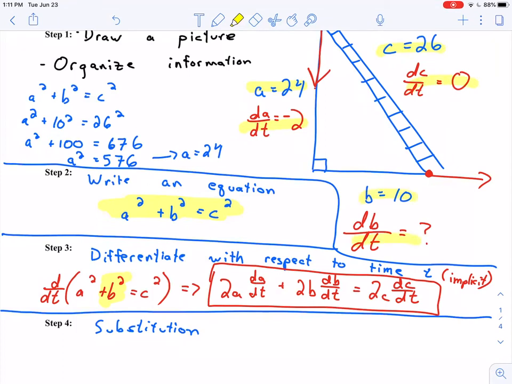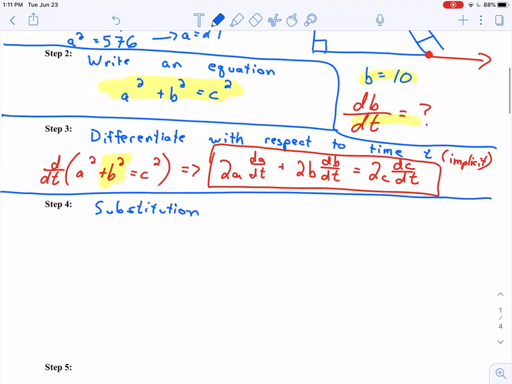I know what A is. A is 24. I know what dA over dt is. That's -2. I know what C is. I know what dC dt is. I know what B is. I don't know what dB dt is, but that's what I'm trying to find, so that's okay. So I'm going to take the derivative that I just found, which is 2a dA over dt, plus 2b times dB over dt equals 2c times dC over dt.